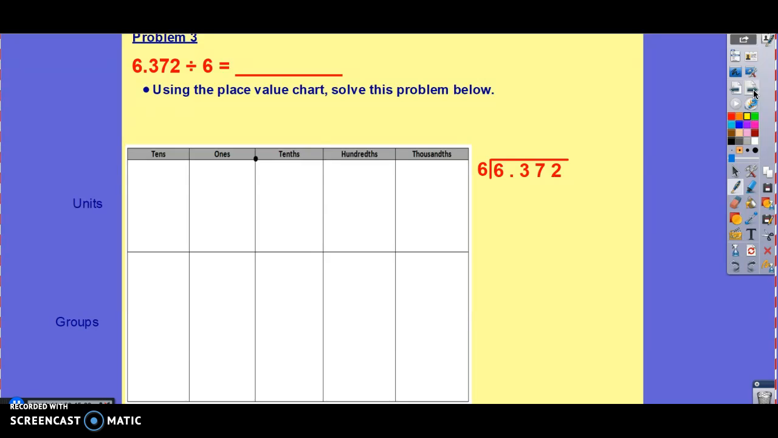And problem 3, we're going to use the place value chart and our written method, the standard algorithm. We're going now to the thousandths place. So we have 6 into 6 and 372 thousandths. We have 6 ones. We have 3 tenths, 7 hundredths, and 2 thousandths. We'll start with our 6 groups.